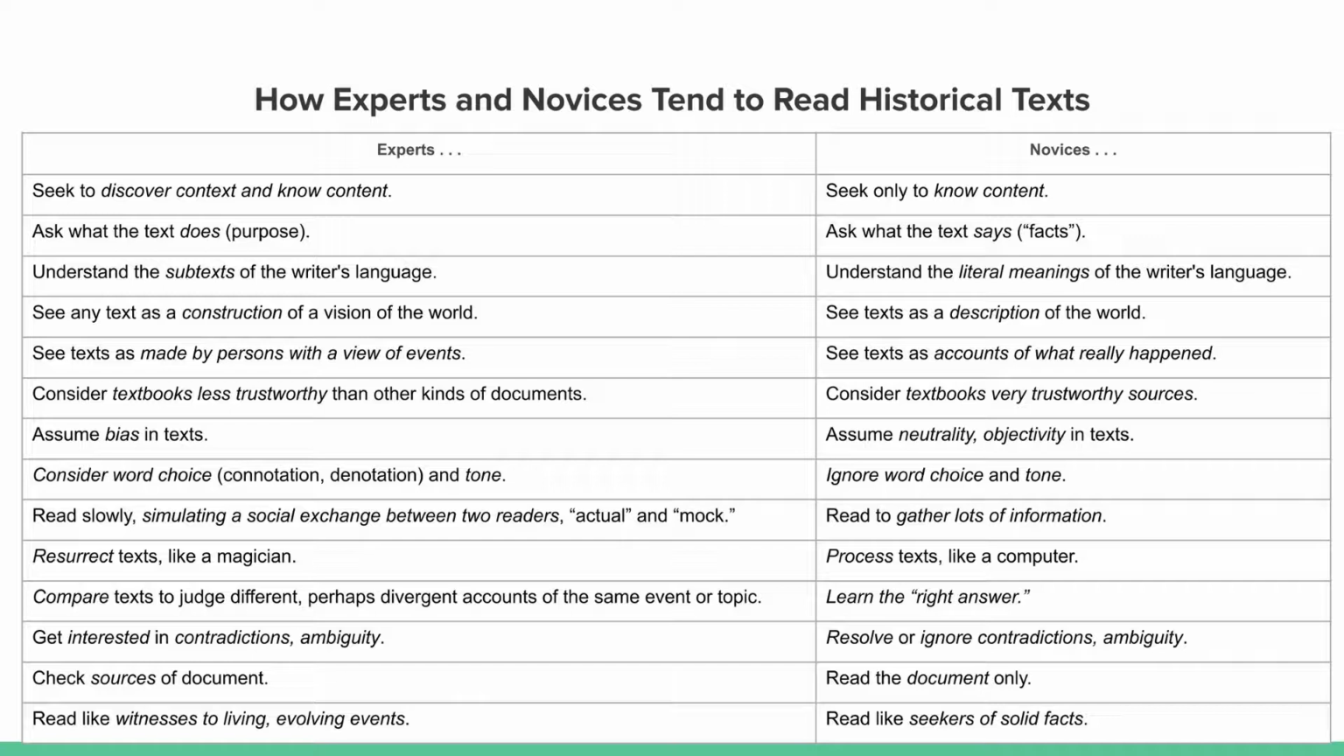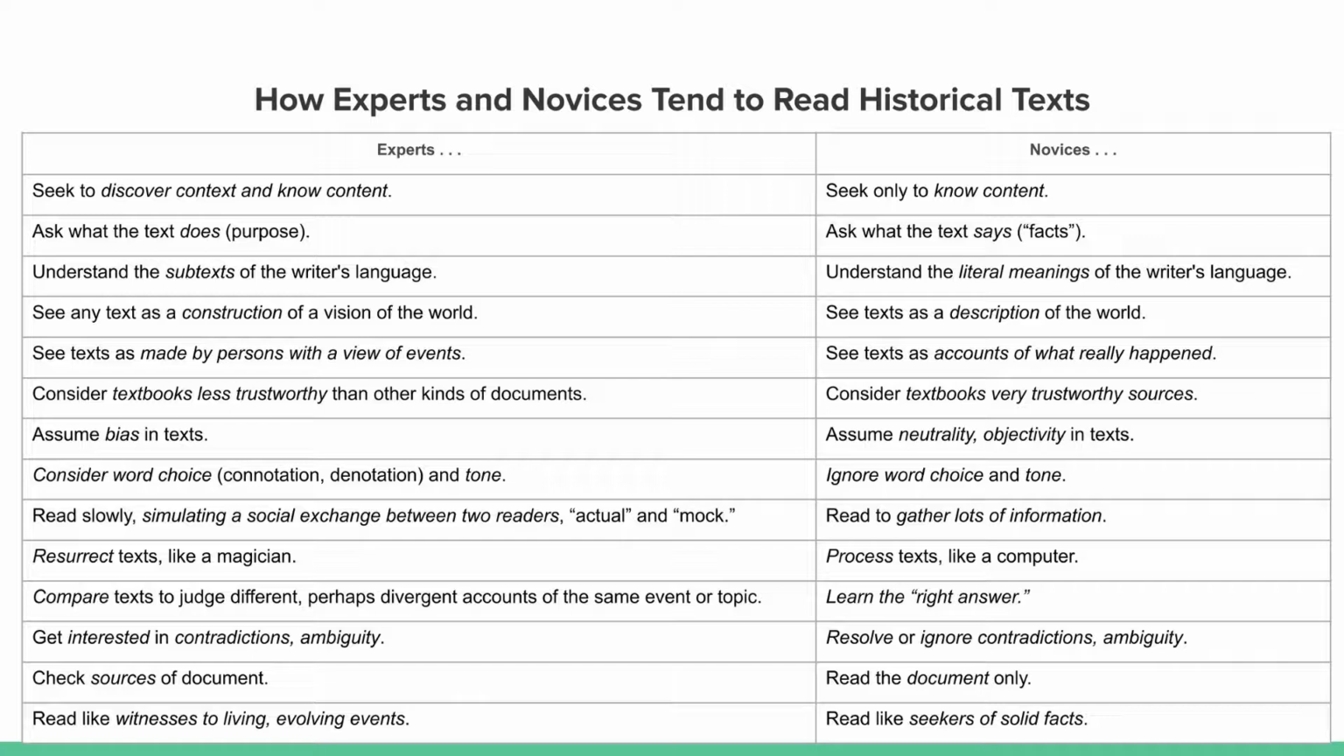Experts assume bias in text, where novices assume neutrality and objectivity in text. Experts consider word choices and tone, where novices ignore word choice and tone. Experts read slowly, and there's a social exchange between two readers, the actual and the mock, where novices read to gather lots of information.